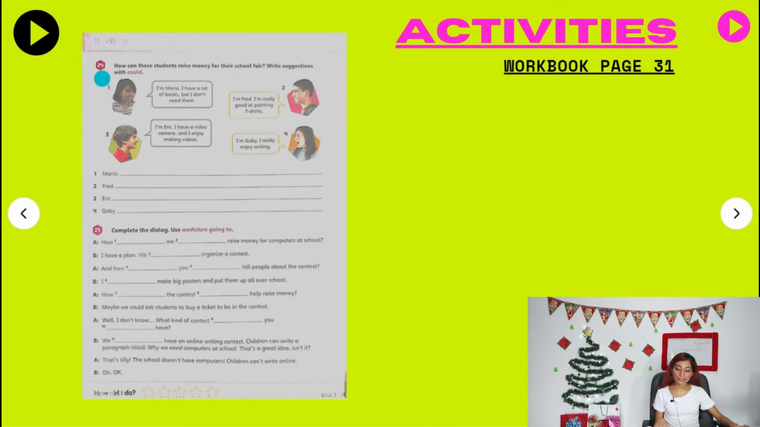Activity 24 says, how can these students raise money for their school fair? Write suggestions with could. And it says, number 1, I'm Maria, I have a lot of books. I don't need them. Okay, Maria, thank you. Now, you are going to give us an idea. Maria could rent her books. Maria could give away her books. Okay, you are going to write sentences with could, okay?